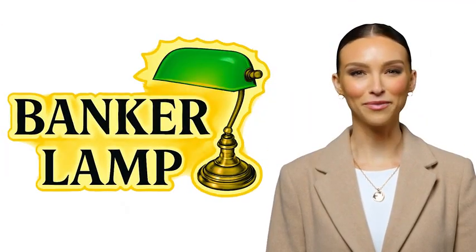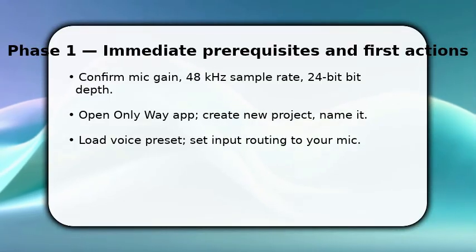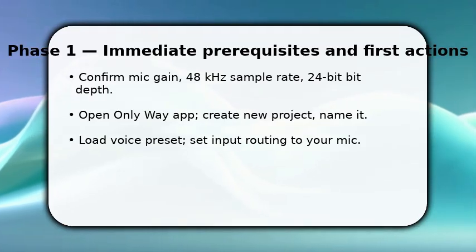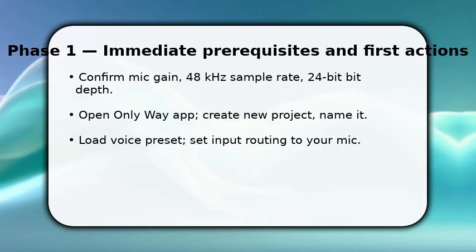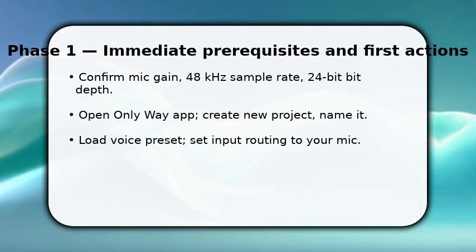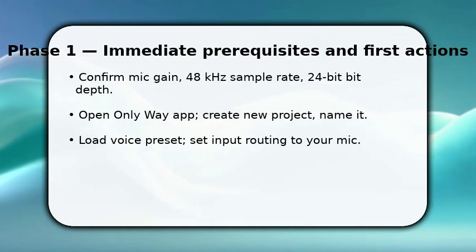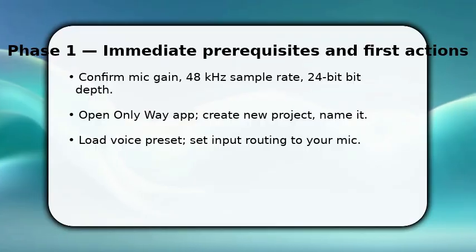Please enjoy the video. You start by checking levels and routing so the engine hears clean audio. Set your mic gain, pick 48K Hz and 24-bit, then open Only Way and create a new project. Once done, route the mic input into the plugin chain and load a voice preset that matches your goal.